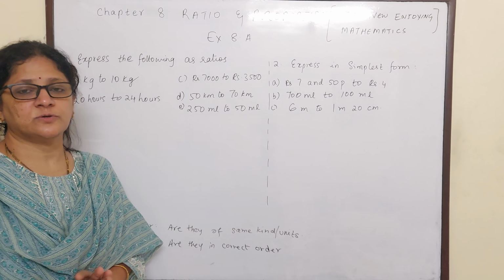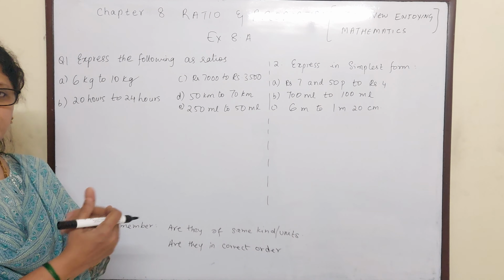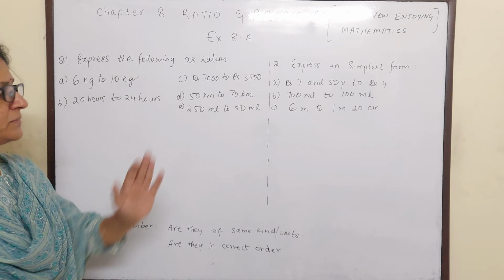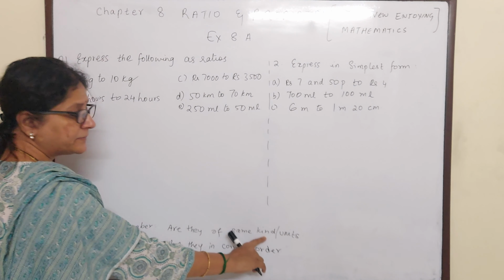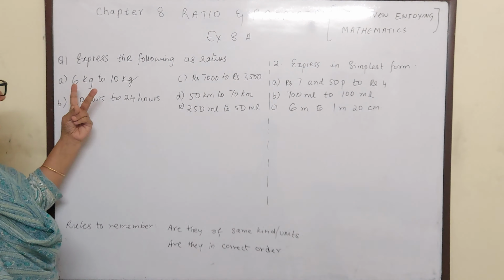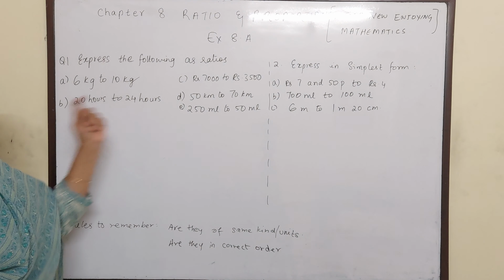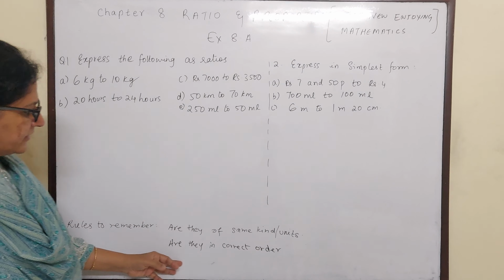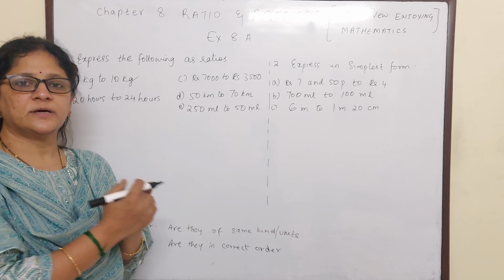So what are ratios? When we compare two quantities by means of division, we call it a ratio. There are some rules to remember before doing this sum. They should be of the same kind or units. Now in this sum, you can see the units are the same, kg and kg, 6 kg to 10 kg, so you can use this. And they should be in correct order, that means after solving the sum, you should show the ratio in correct order.